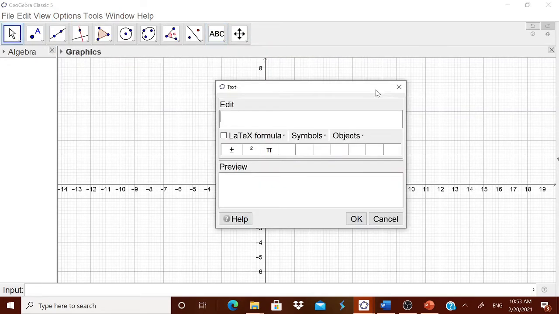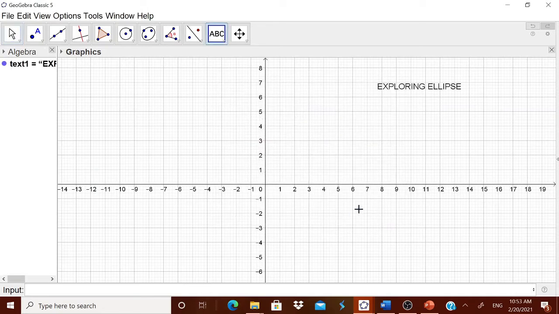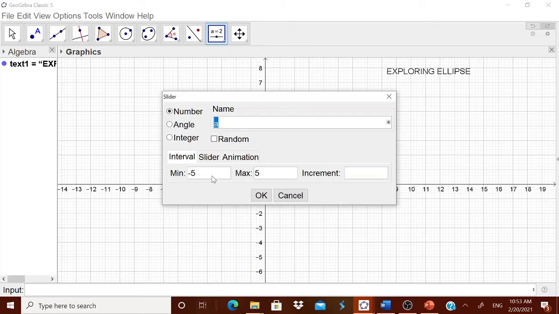Let us have the heading Exploring Ellipse. What the child will be doing is entering the values of a square and b square. Let us have a slider. But remember, we cannot have a slider for a square. We can have a slider for a underscore 1 and so on. But remember, this a is nothing but a square. We are not going to show it to the children, so there won't be any problem.